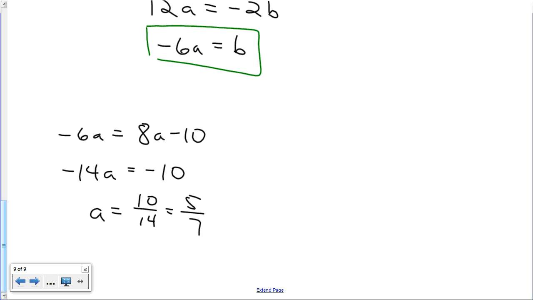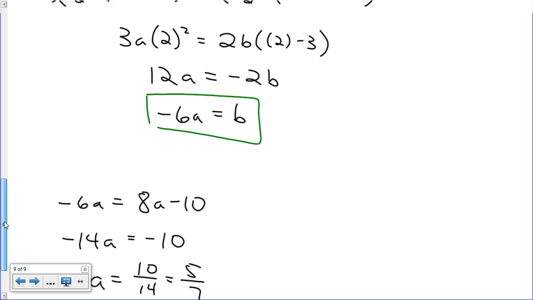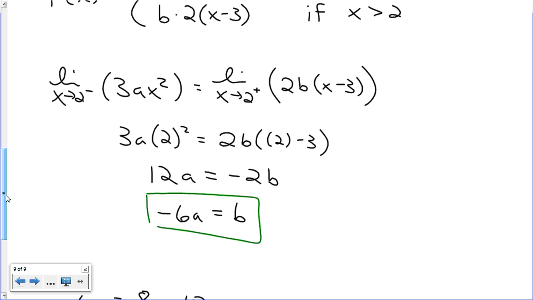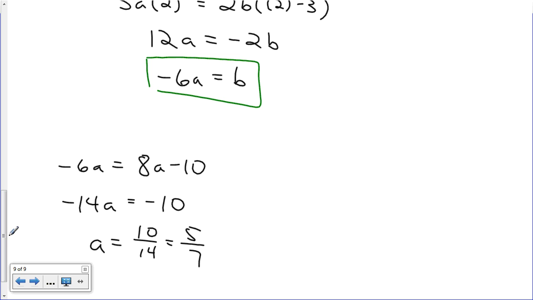And once I have a, I can go back to either one of those 2 equations to solve for b. I can either plug a in here, the 8a minus 10, and find b, or I can plug it into this one here, the negative 6a is equal to b. It doesn't matter which one, but I'm going to pick the easier one to do, which is the second one, I guess. So it's a negative 6a, which means that b is equal to a negative 6 times a we found out was 5/7.